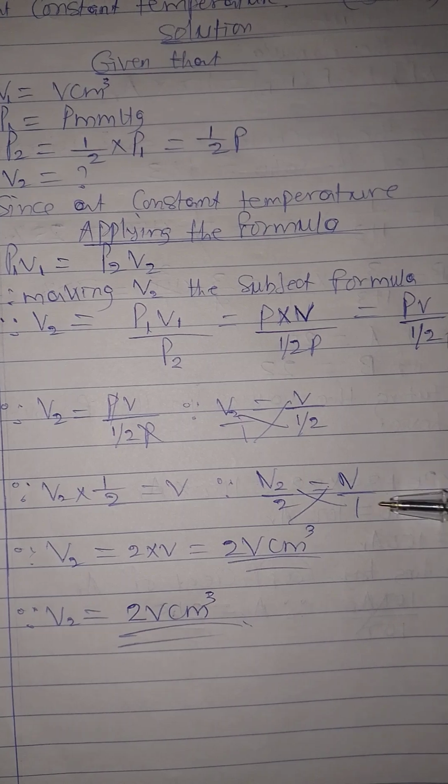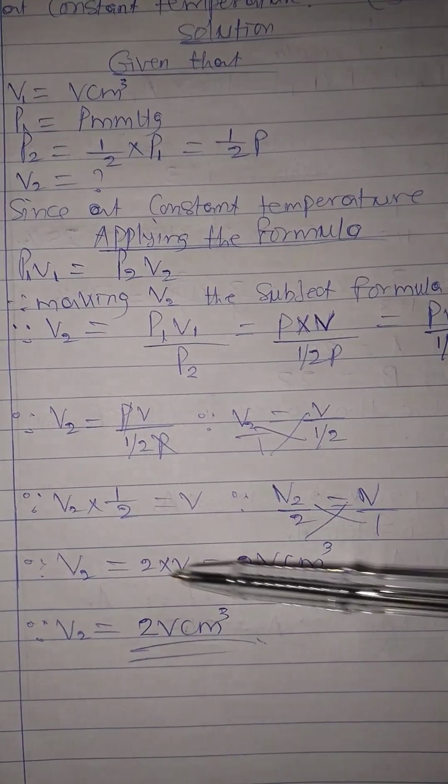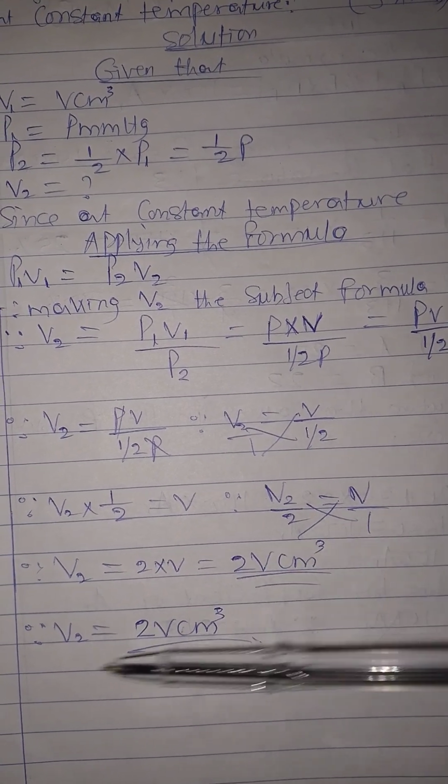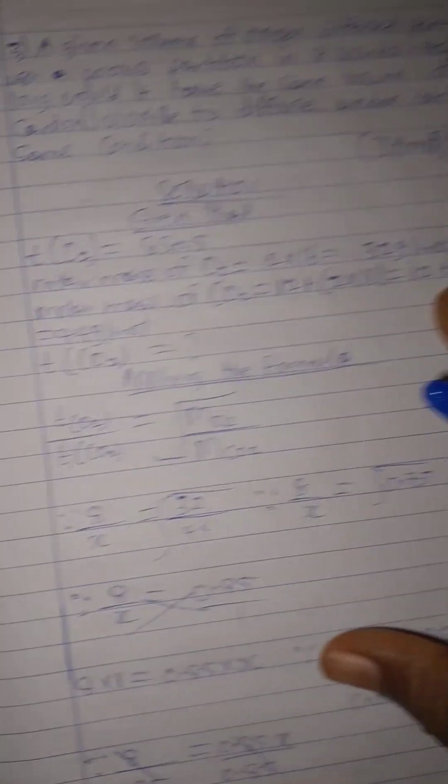Now cross multiply again, we have that V2 times 1 is V2, equal to 2 times V, which is 2V. So therefore my V2 is equal to 2V centimeter cube. Therefore V2 is 2V centimeter cube. That is the answer.